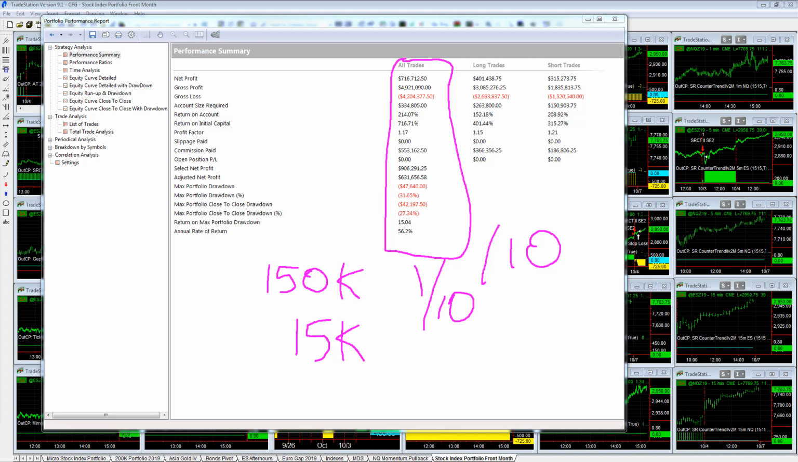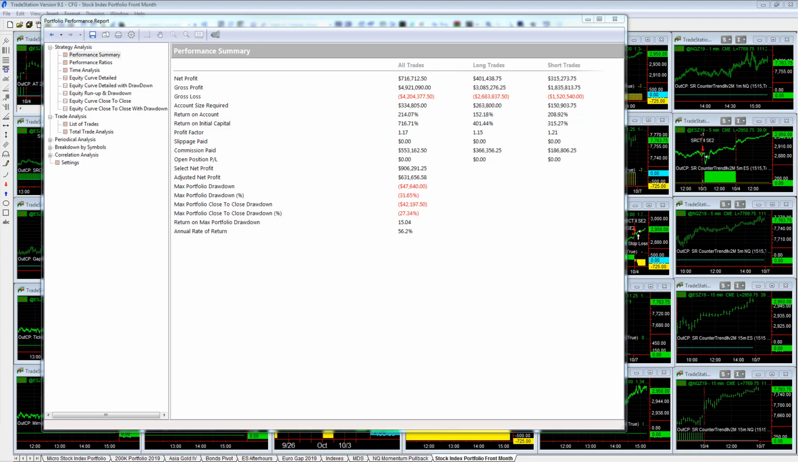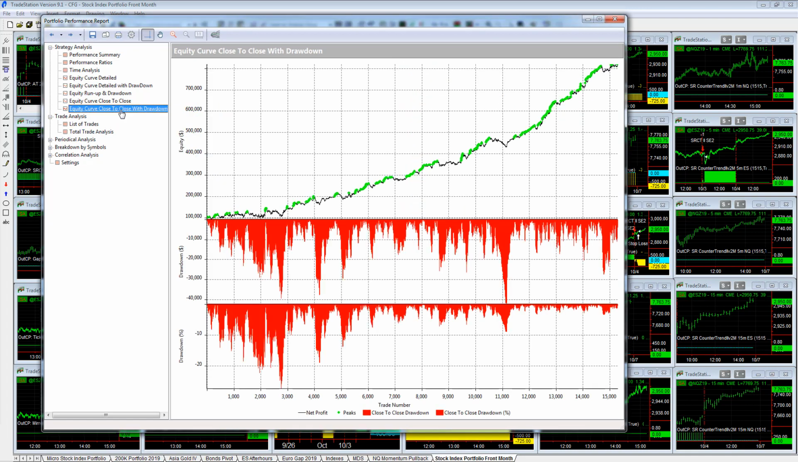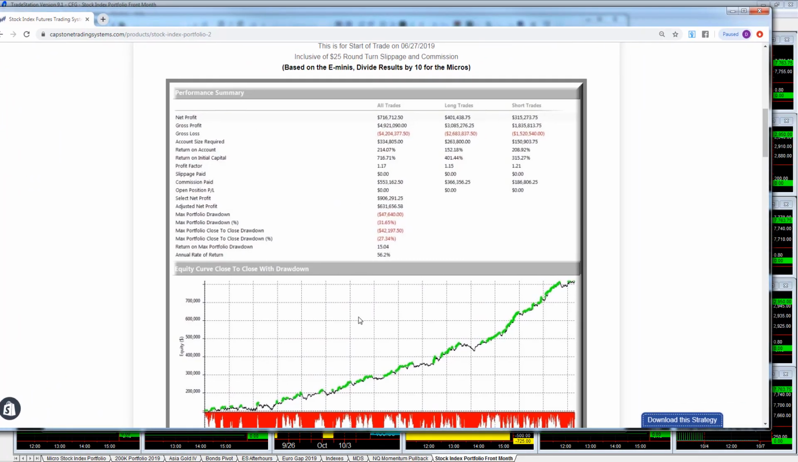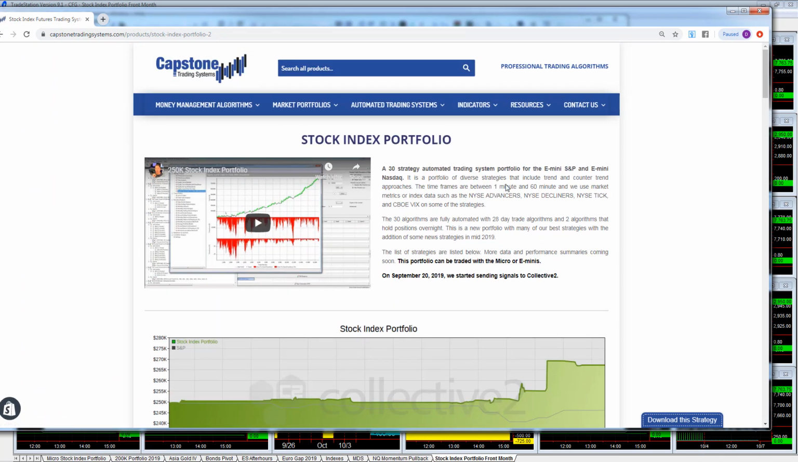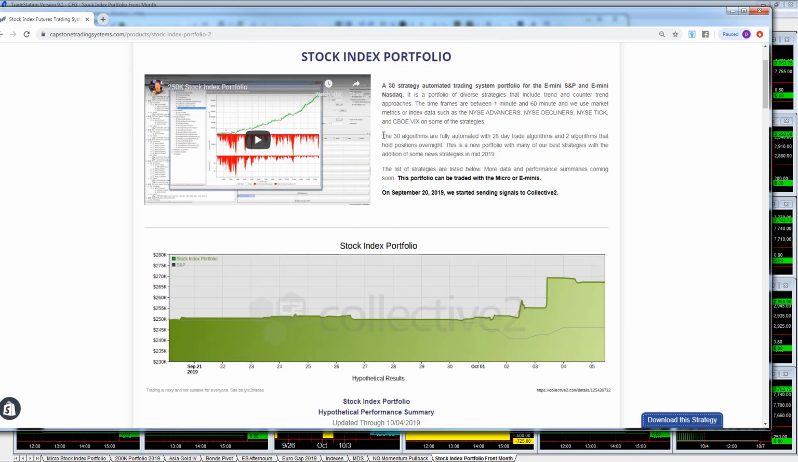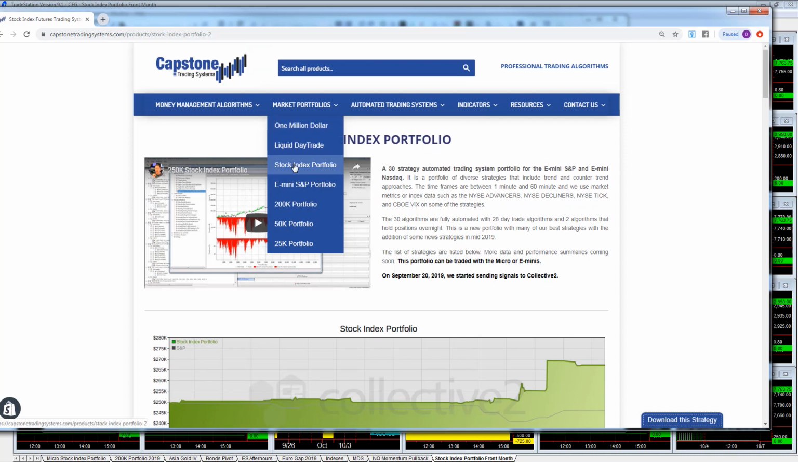We don't have a lot of backtest data or history, so we just take the E-mini Nasdaq and E-mini S&P, divide the results by 10 to get the estimates of the micros. And so that is the performance summary, and here is the equity curve. Once again, it has been updated on the TradeStation on the website, and you can see under market portfolios, this is a stock index portfolio.